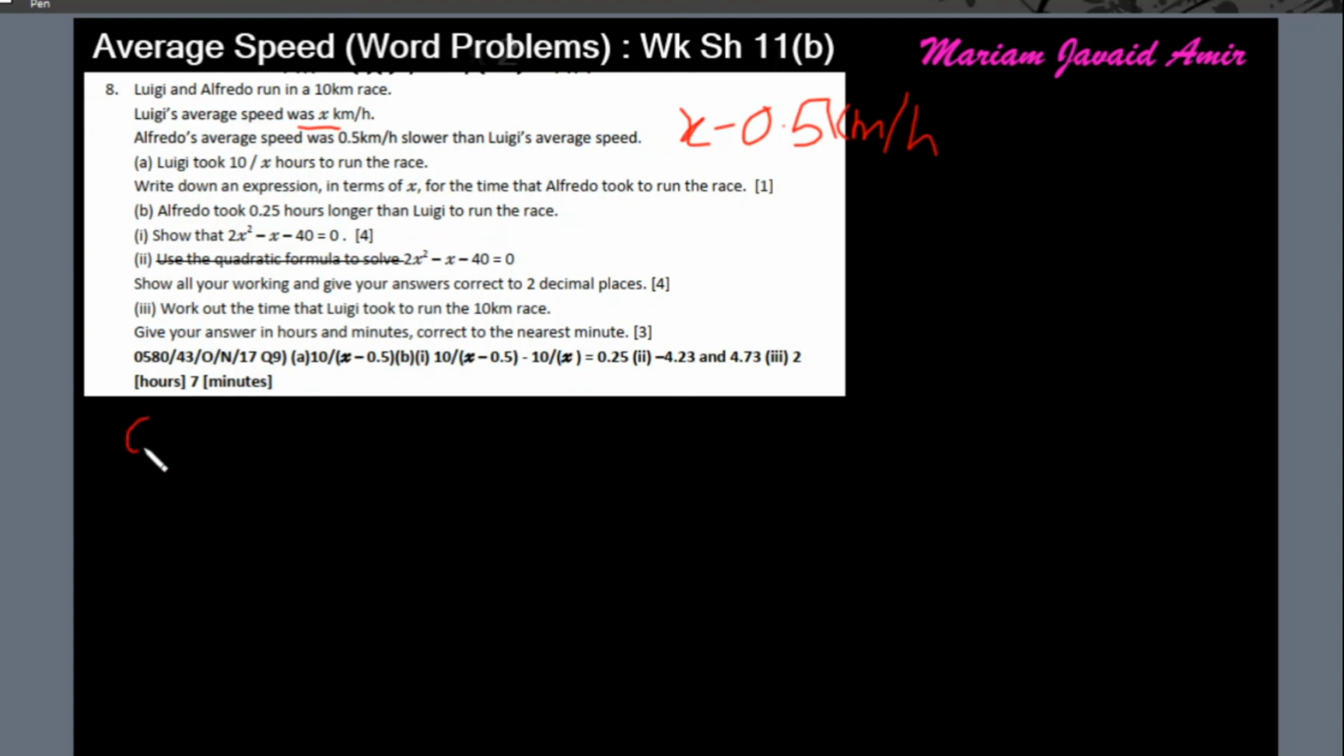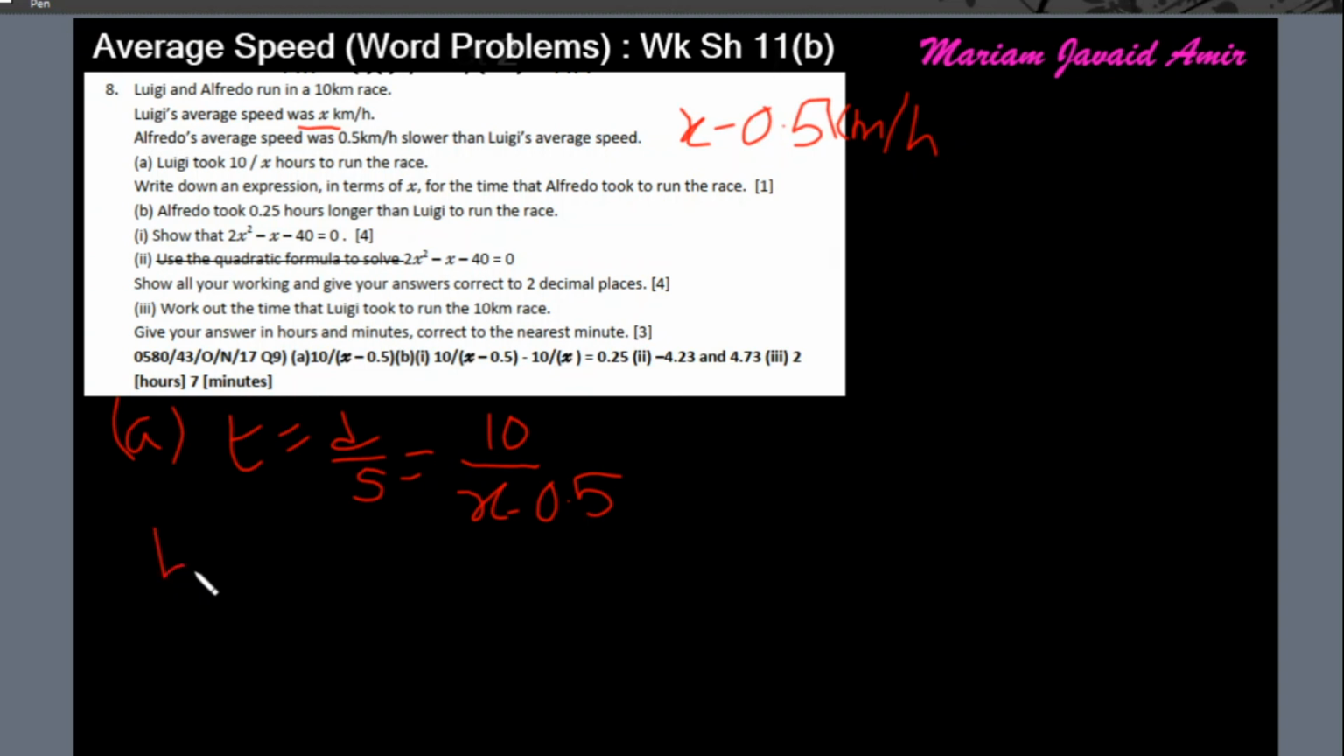Part A. Luigi took 10 over x hours to run the race. Write down an expression in terms of x for the time that Alfredo took to run this race. So that would simply be time is equal to distance over speed. Distance is the same for both. 10 over speed, and the speed is x minus 0.5.